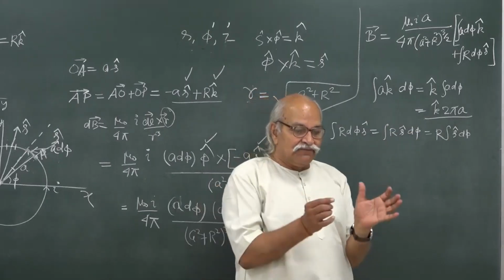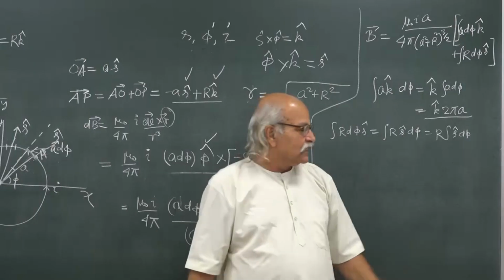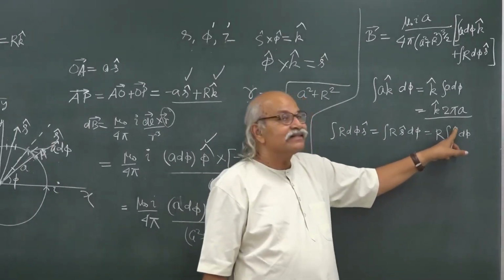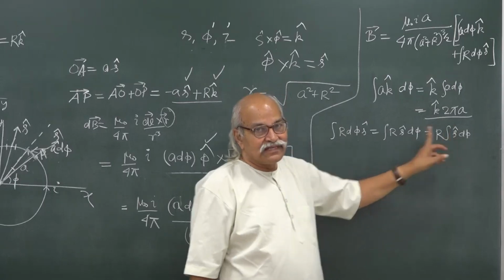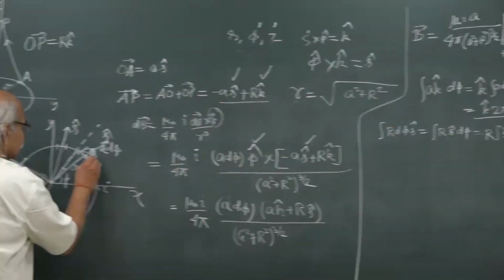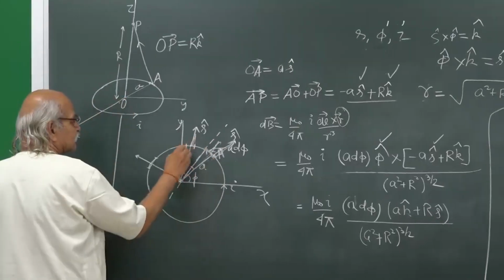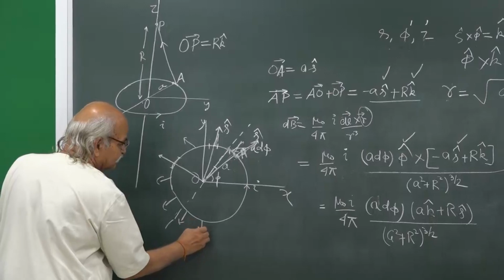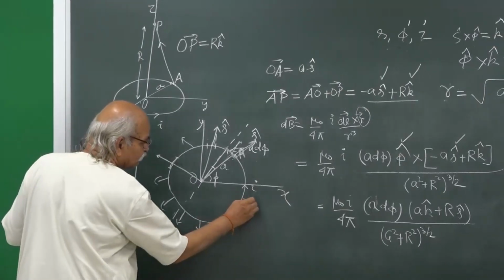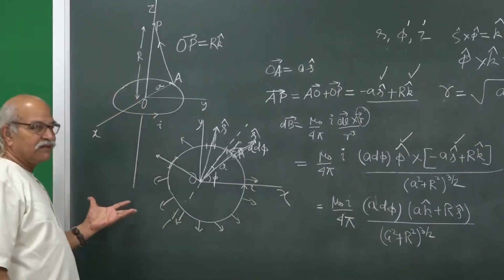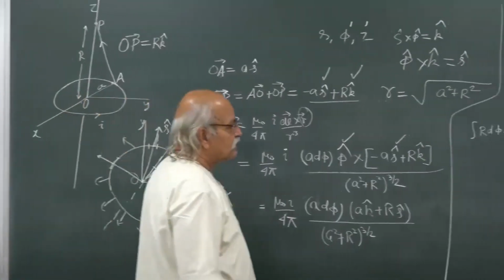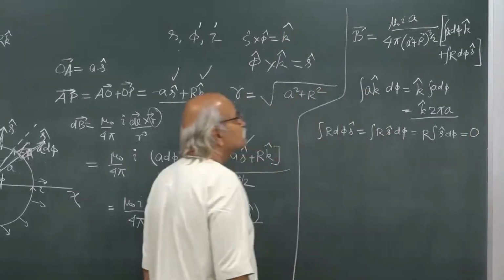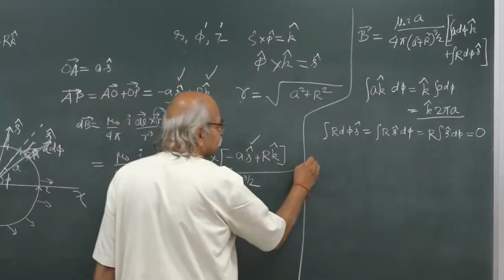If you add all these s cap vectors, s cap into d phi, s cap into d phi, s cap into d phi, and take all the d phi equal and common, you are just adding all these s cap vectors, and this addition is 0. This addition is 0 because you are adding this vector, this vector, all these vectors, and that vector sum is 0. So, this part is 0.